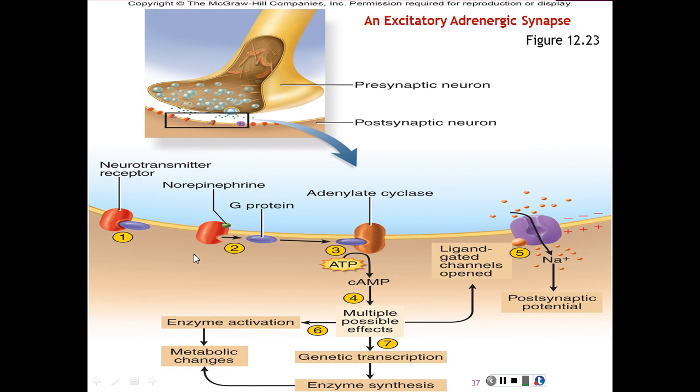So here's our G protein, and here's our neurotransmitter. Once the norepinephrine binds to the receptor, it causes this G protein to be released. Now, once it's released, the G protein binds to the adenylate cyclase, which is an enzyme, inducing it to convert ATP to cyclic AMP. ATP, which we should know is adenosine triphosphate, and AMP we should know as adenosine monophosphate.